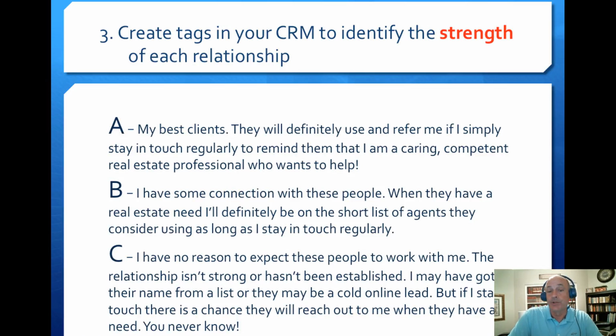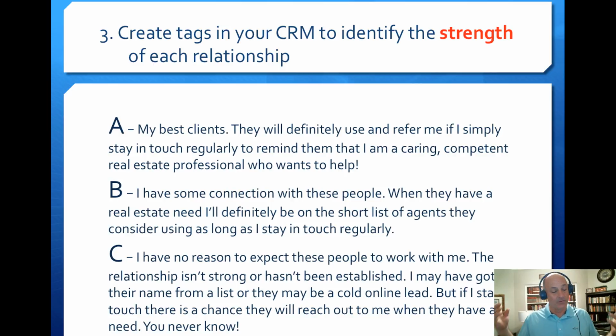C, I have no reason to expect these people to work with me. The relationship isn't strong or hasn't been established. I may have gotten their name from a list, or they may be a cold online lead. But if I stay in touch, there is a chance they'll reach out to me when they have a real estate need. You never know. You never know. Now, my question is, why would we even bother with these C's?